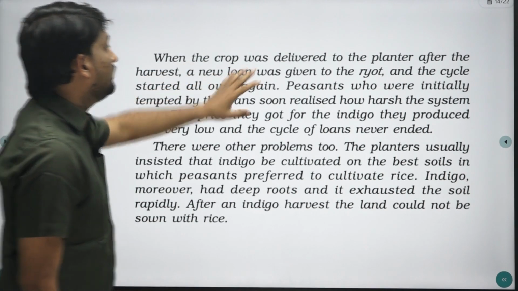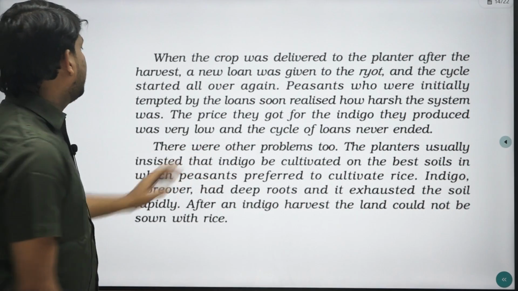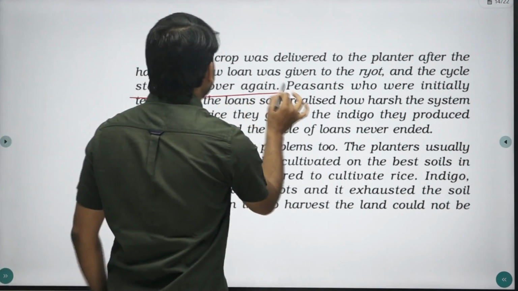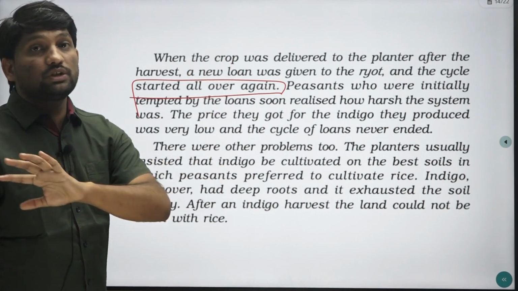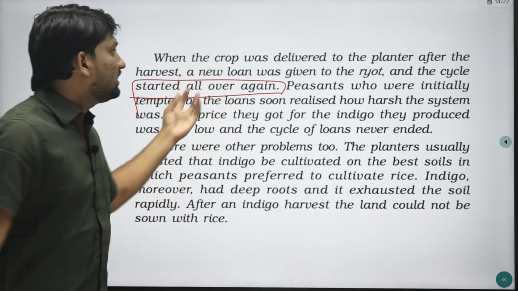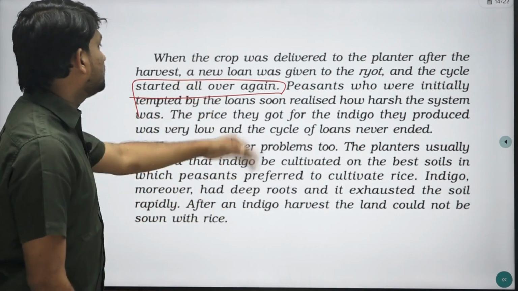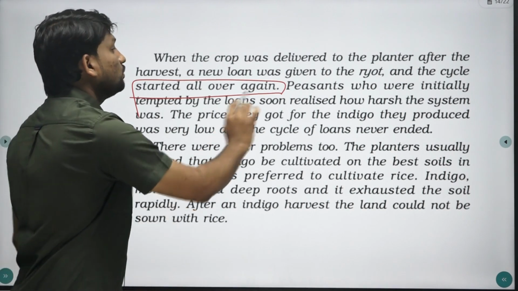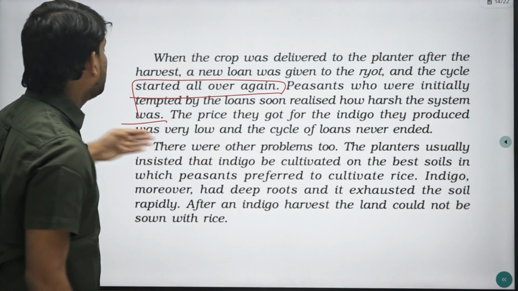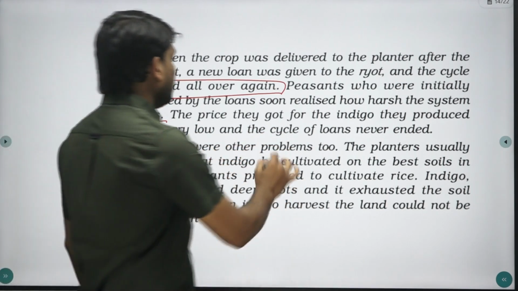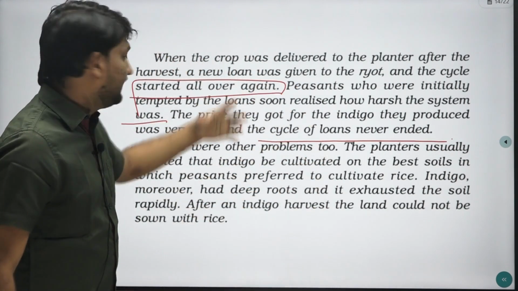When the crop was delivered to the planters after the harvest, a new loan was given to the Ryot and the cycle started all over again, because in the end, whatever money the cultivator got was not sufficient. The cultivators were just able to pay the last time's dues. Peasants who were initially tempted by the loan soon realized how harsh the system was. The price they got for the indigo they produced was very low, and the cycle of loans never ended. That was the debt trap.